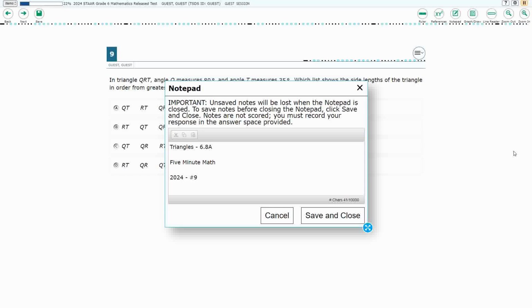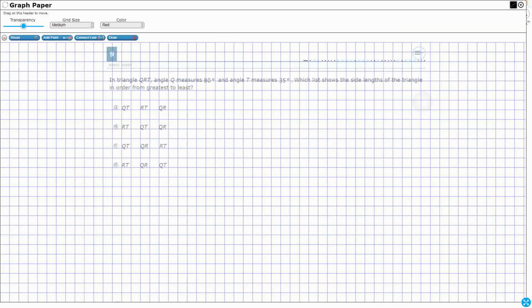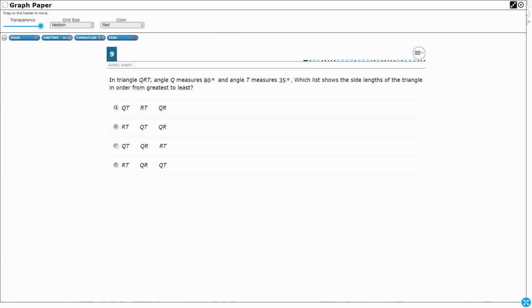Today we are looking at the 6th grade concept of triangles. This is standard 6.8a in the great state of Texas, and we are using item number 9 of the 2024 released STAAR test. If you haven't done so already, please go ahead and take a moment to pause the video, work this problem out on your own, unpause it, and we will look at our answers together.